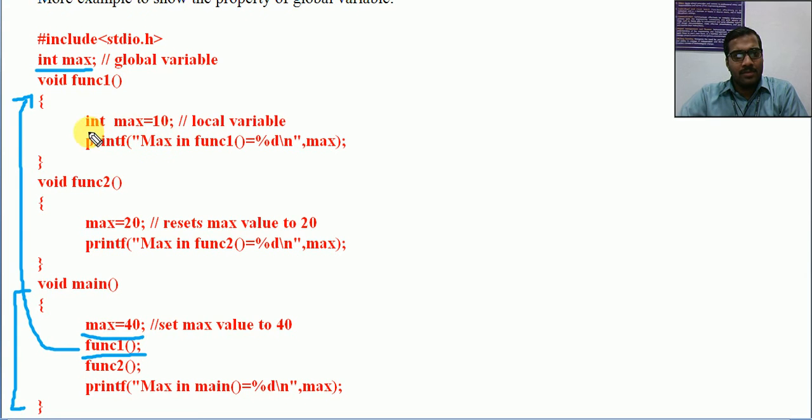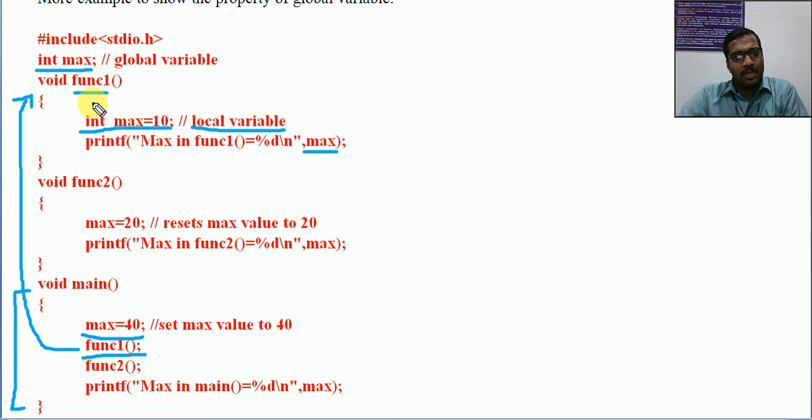Function 1 call will go to this particular function. This is the function definition. Just look at this portion. What is this? I am declaring int max equal to 10. Now this is not a global variable. I am doing a different declaration with data type int max. That means I am declaring a new variable which is local to function 1. This max and that max are different. Local declaration means it's a local or automatic variable. So printf max in function 1, what value will be printed here? Local max will be printed.